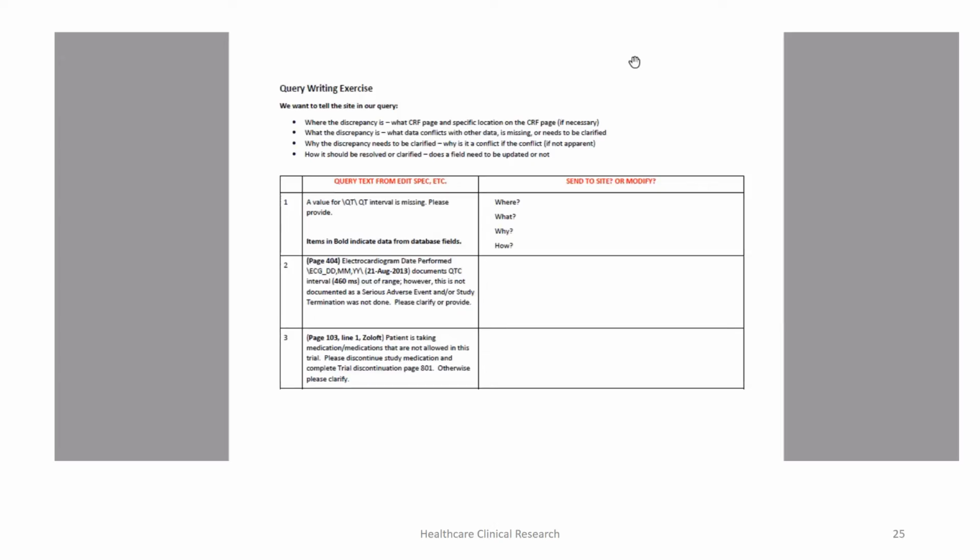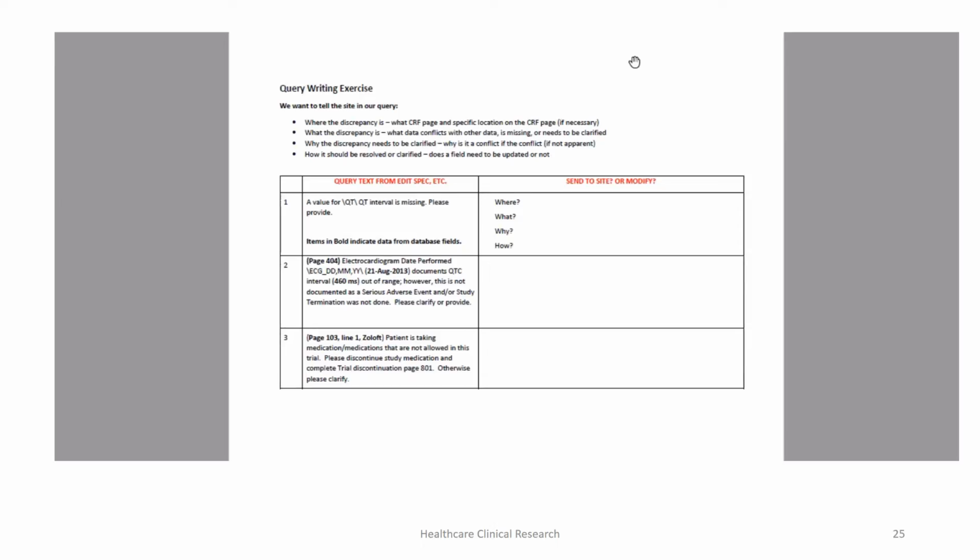So we want to indicate where it is, what it is, why, and how. The text that you see in bold indicates the data that pulls in from the database fields. So for example, if we look at number 2, our text that pulls in says page 404, electrocardiogram, date performed is 21 August 2013.